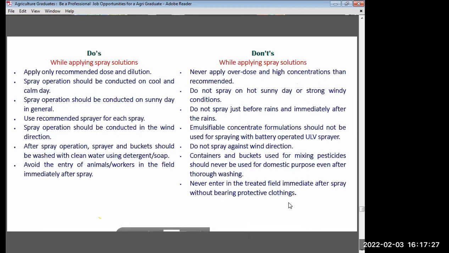Next. While applying a pesticide, you should not walk across the wind direction. If you walk across the spray, the wind carries the pesticide into your mouth and nose. Spraying should be done properly on a cool or calm day, with a light wind, as already discussed.